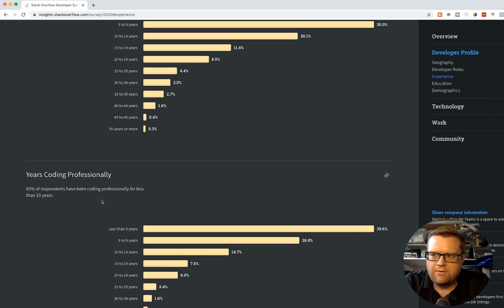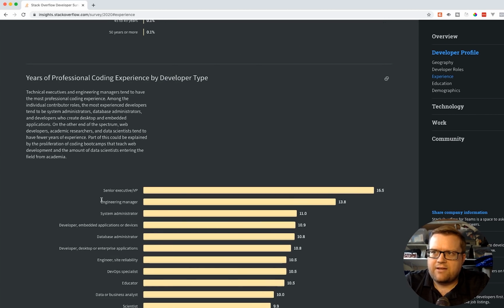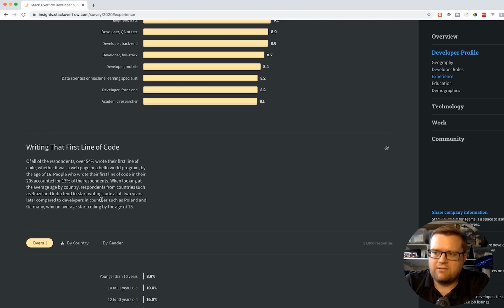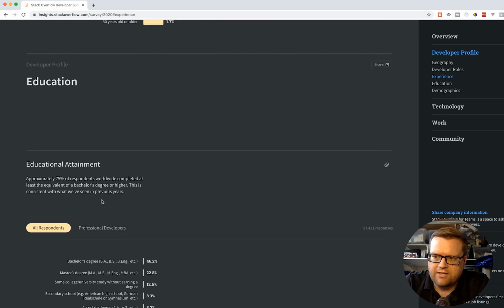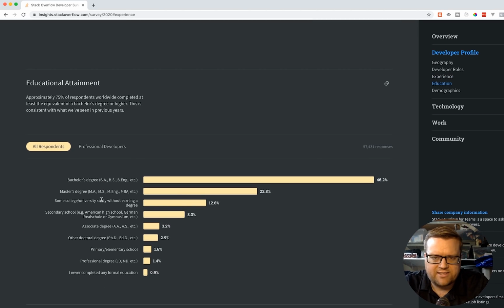But in general, if we look at the levels of education, if we go down a little bit here, education, it's still vastly the amount of people that get into this field, and that's everything from the front end, back end, data science, have a bachelor's degree. According to the survey, 46.2% of all respondents, including professional developers, have at least a bachelor's degree, a BS, a bachelor's engineering, or they have a master's degree, or they have some college.